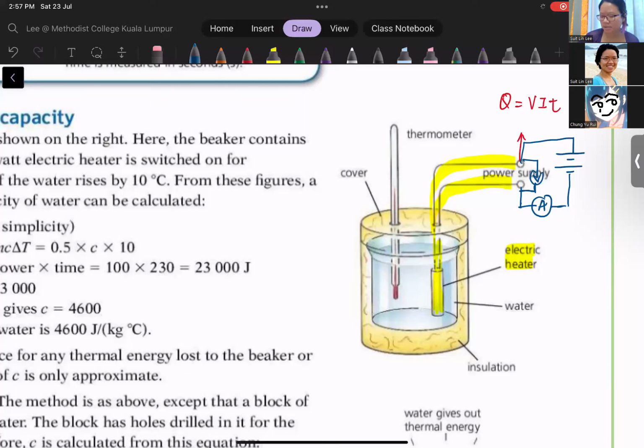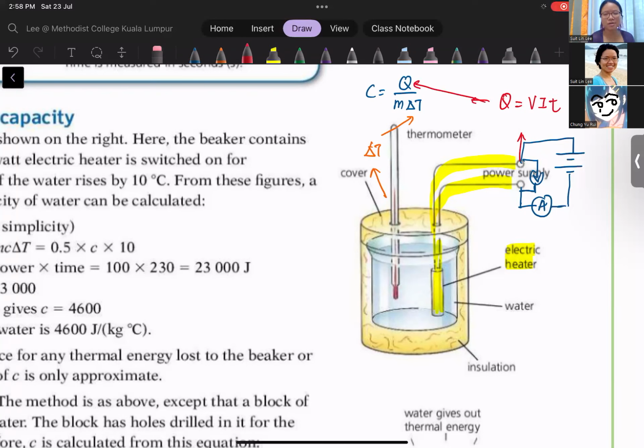Okay, so we're going to use this system, and we'll use Q is equal to VIT, which I can read from the meters and then multiply by time. So let's say I let the experiment run for 5 minutes. And in that 5 minutes, I measure my delta T from the thermometer. So from here, I can then combine these two equations into C is equal to Q over M delta T. Delta T can sub inside here. Q can sub inside here.